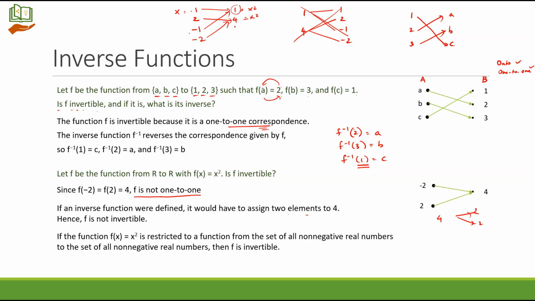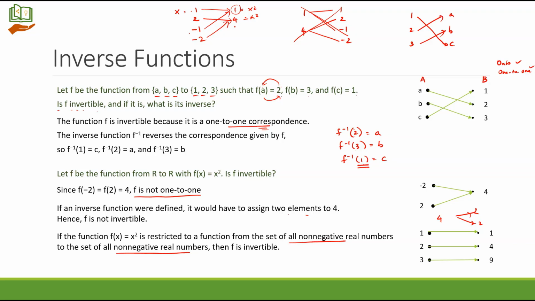If the function f of x equal to x square is restricted to a function from the set of all non-negative real numbers to the set of all non-negative real numbers, then f is invertible. How is it possible? 1 square will lead to 1, 2 square will lead to 4, 3 square will lead to 9.